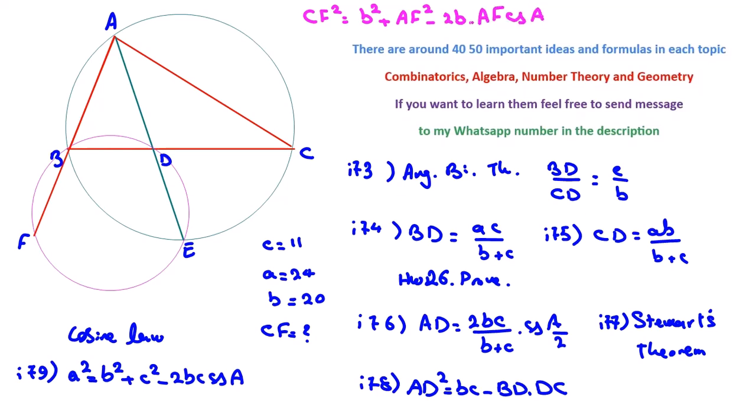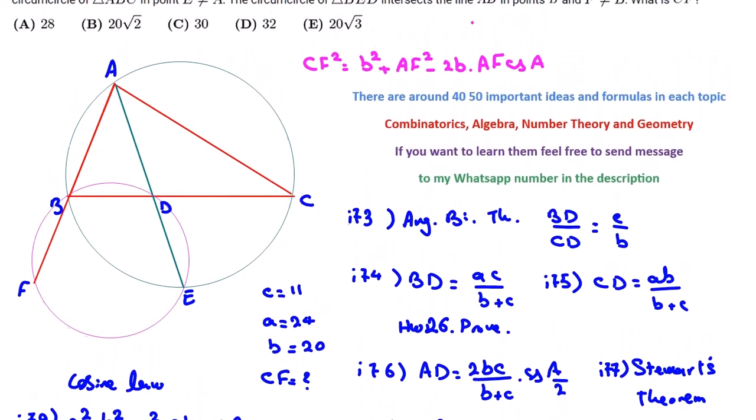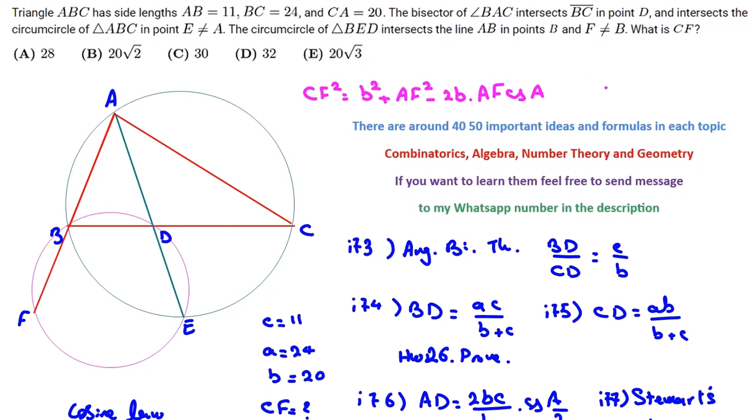Okay? Now we want to calculate cosine A. Cosine A is what? If we use the cosine law in triangle ABC, cosine A is B squared plus C squared minus A squared over 2BC. So we find cosine A, we know B, so the only thing that we need is finding AF.